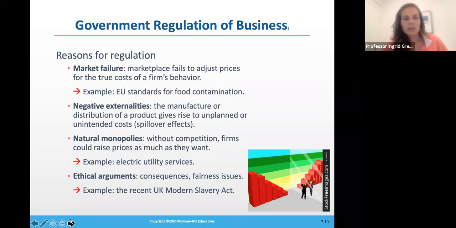The next one is natural monopolies. This is where, without competition, firms could raise prices as much as they want. And this happens more and more these days, right? As companies get larger and have mergers and acquisitions with other companies, which we'll go into further in this chapter. But here, the example that they give is electric utility services.